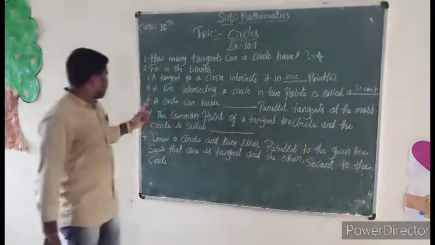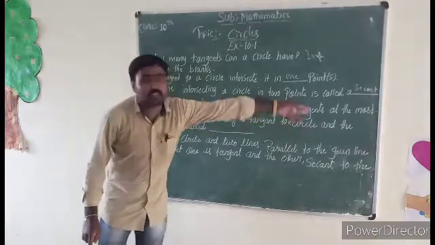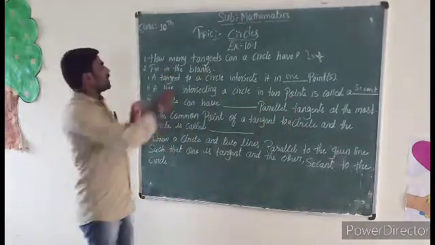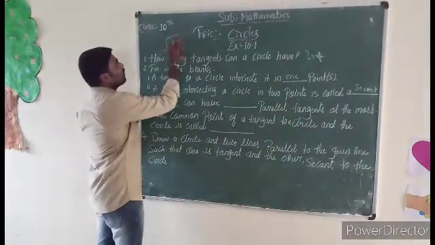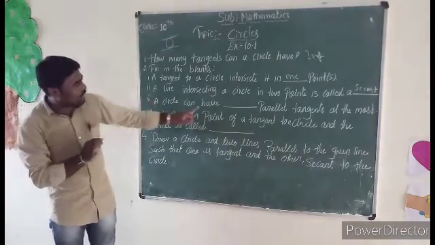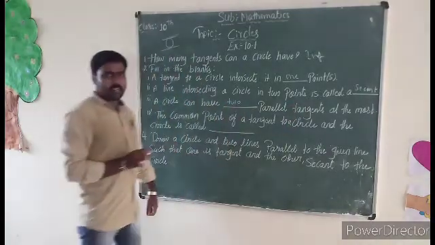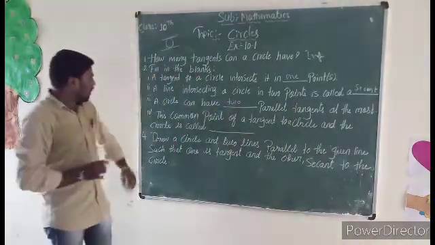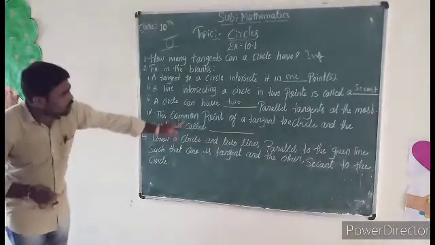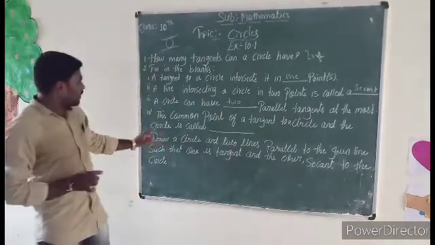Next, third one: a circle can have dash parallel tangents at the most. I already explained, at most the number of parallel tangents is 2. So the answer is 2.